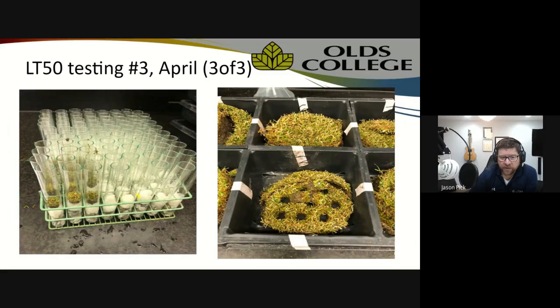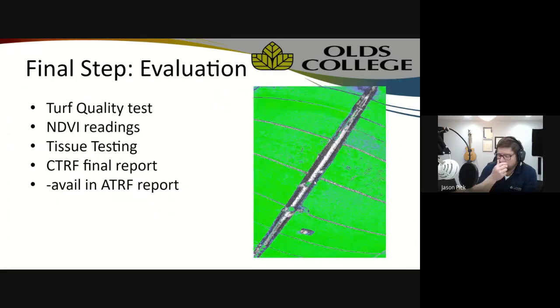So we've got 2 or 3 more weeks to evaluate them and see how they came up. The last step, of course, is an evaluation of the plots themselves. So in another week, on Tuesday, we'll be going out again to take another evaluation. We use a tool called NDVI, which is imaging.